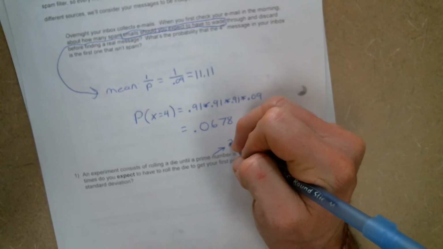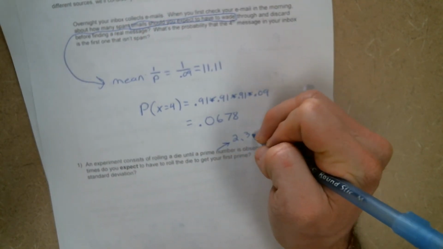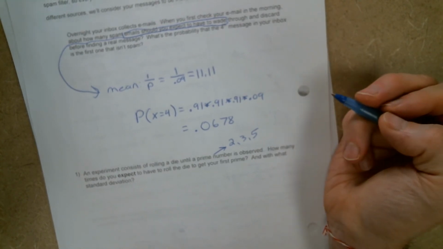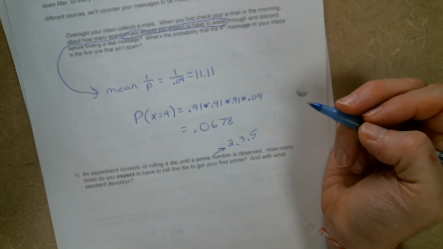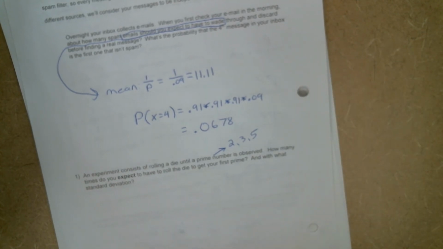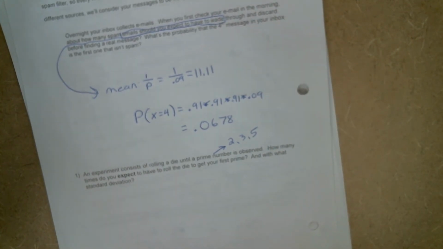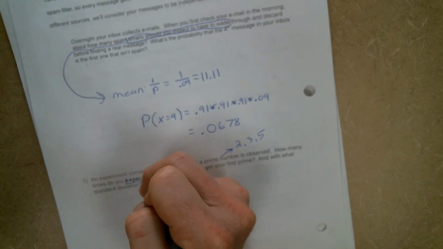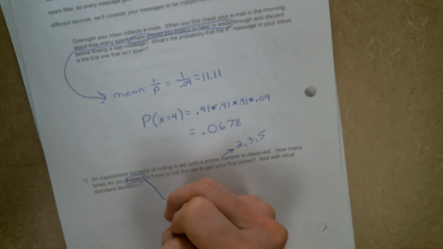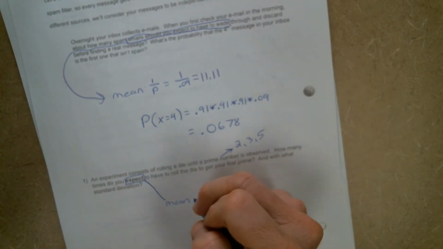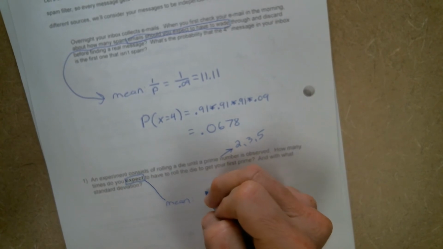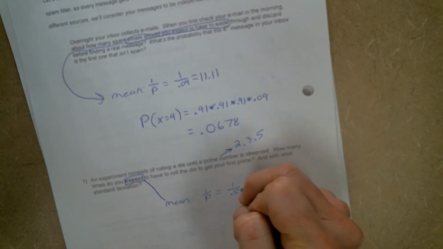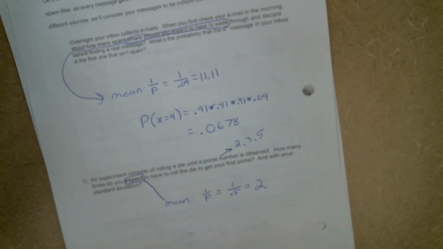So the only prime numbers on a die are 2, 3, and 5. 6 is even and can be divided by 2 and 3. 4 can be divided by 2, and then 1 doesn't count. So effectively, that means we have a 50-50 chance of getting a prime number. So when we say expect, that's telling us that we need to know our mean, which again is 1 over p, which in this case is 1 over 0.5, which in this case is 2.